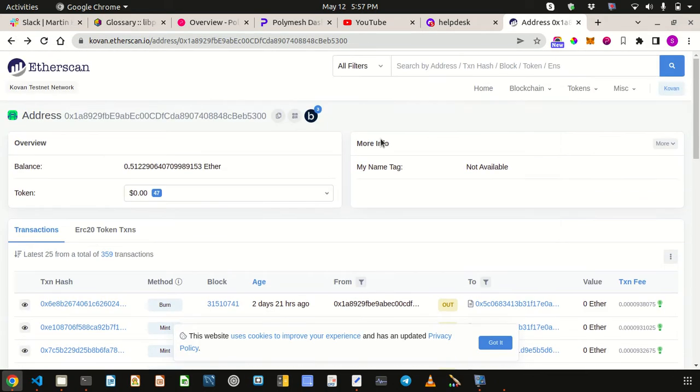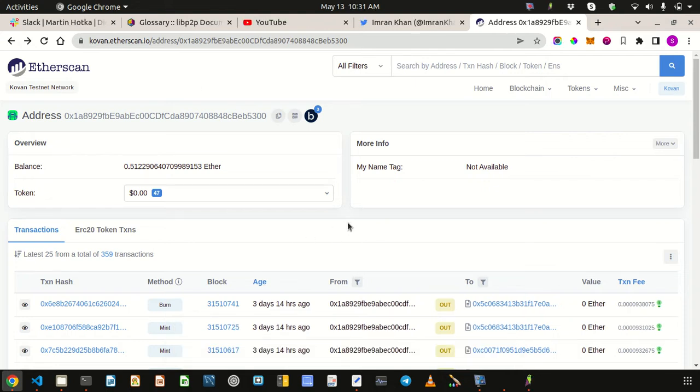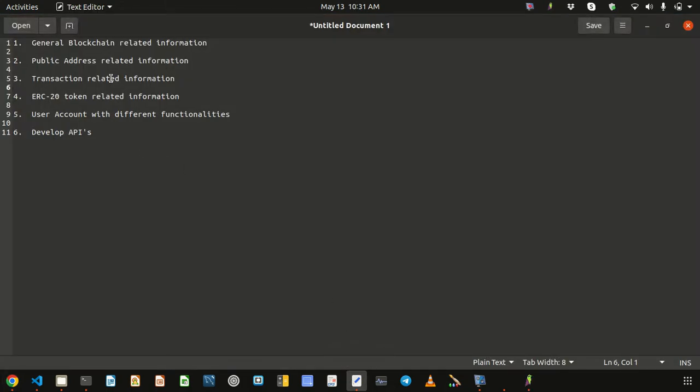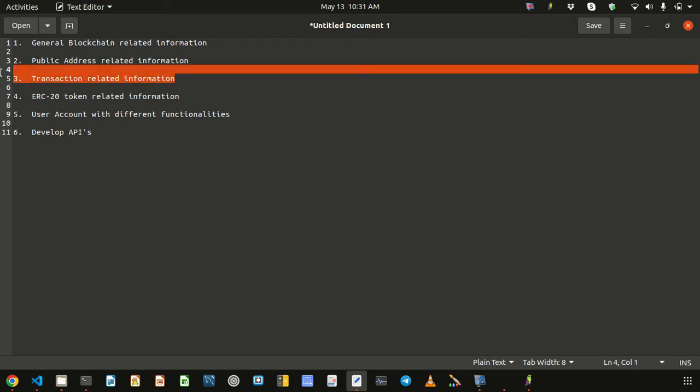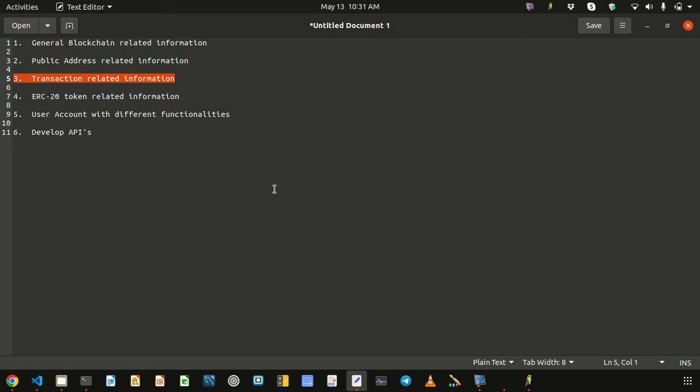So that is the address that you will be using to get any information about any public address on the network. The next set of information you can get out of the Etherscan is the transaction related information. If you have any transaction ID that has been executed on any test network, you can get more detailed information about that transaction from the Etherscan.